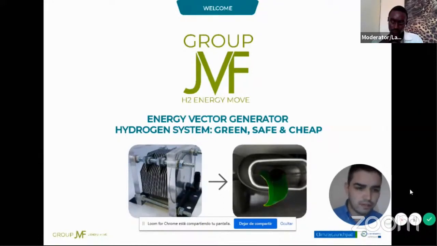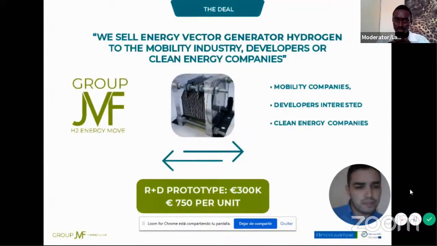Our energy vector generator hydrogen system will drive greenhouse gas emissions downward and set the world on course for a safer future. Our solution is a system for net zero mobility. Group GGF will introduce you to the opportunity to do it now. We provide a B2B offer. We sell our energy vector generator hydrogen system at a price of 750 euros per cell and 300,000 euros for the license. Our system is valid for any industry and any site.